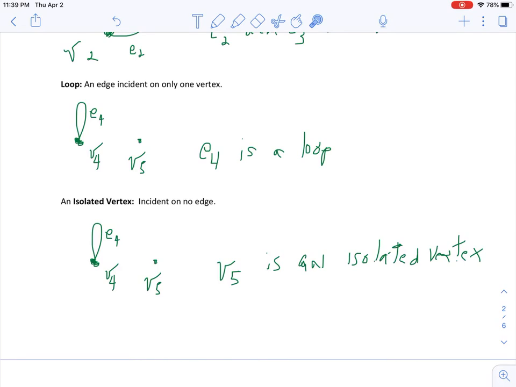What do I mean by an isolated vertex? An isolated vertex is incident on no edge. Now, incident on no edge means there is no edge that touches it. So if I look at this graph right here, it's easy to see that V5 is what I call an isolated vertex.